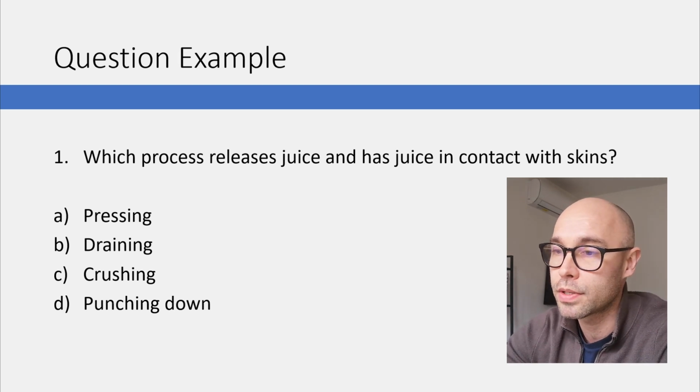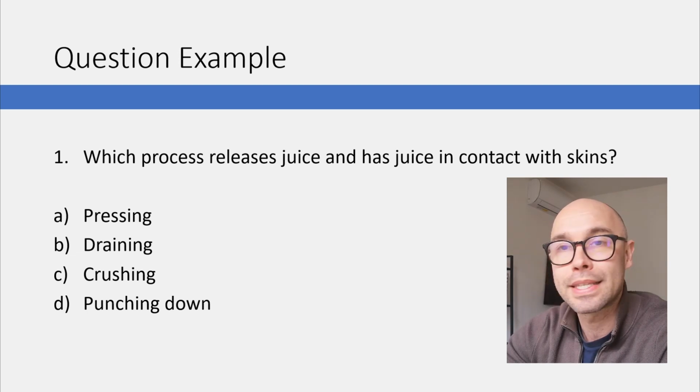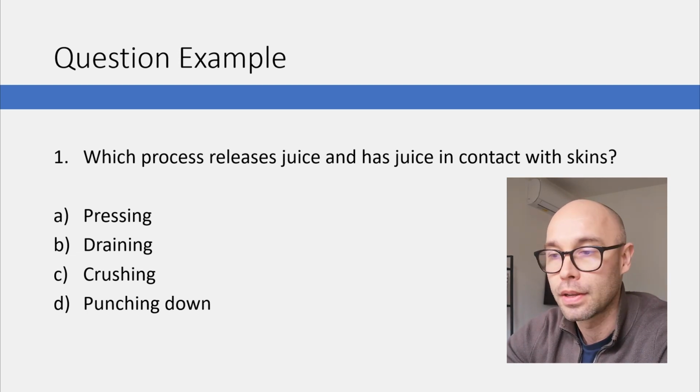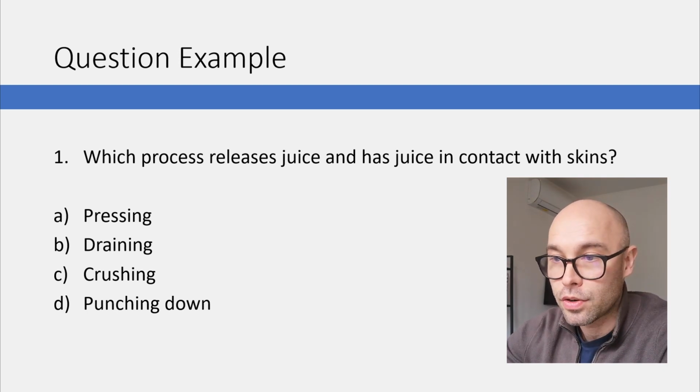Question number 1. Which process releases juice and has juice in contact with skin? Maturation, pressing, draining, crushing, punching down. The correct answer is C, crushing.